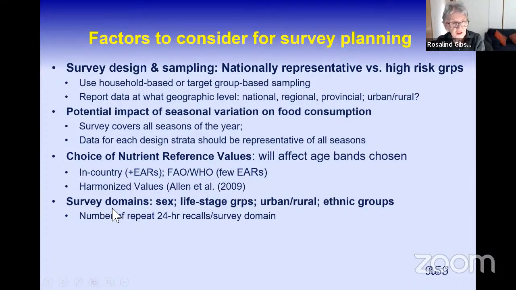And finally, we have to consider the survey domains. Are we going to divide our survey up by sex? What life stage groups are we going to use? Are we going to be concerned about comparisons of urban or rural areas? Are we going to be concerned about comparisons across ethnic groups? In New Zealand, for example, they divided their data according to whether they were Europeans, Maori, Pacific Islanders, or others. So they had different ethnic groups for their data. And finally, under our survey domains, the number of repeat 24-hour recalls per survey domain.